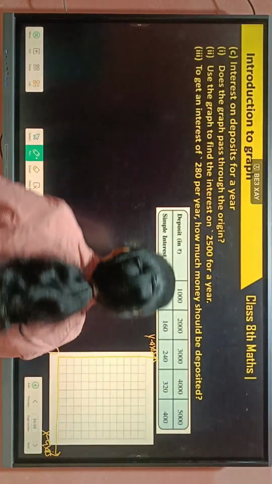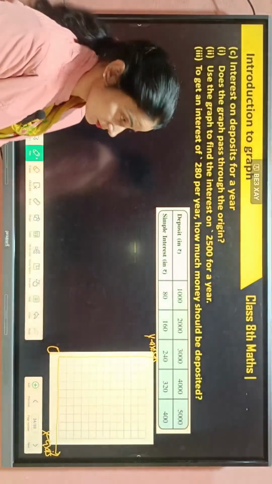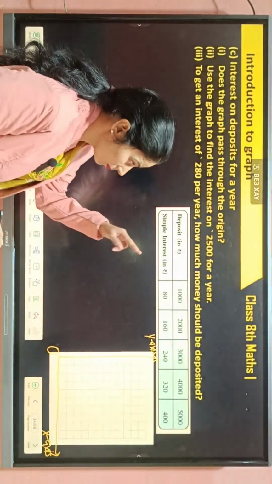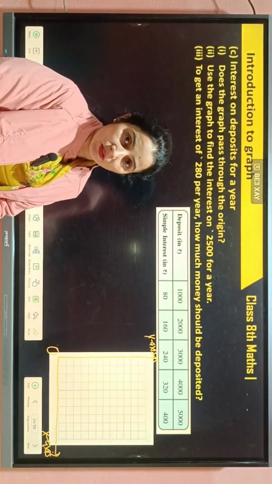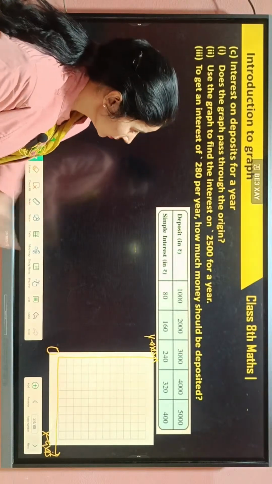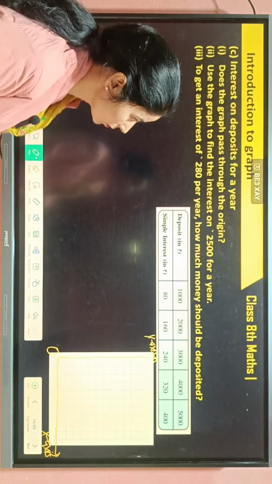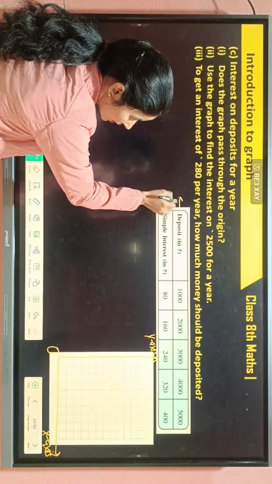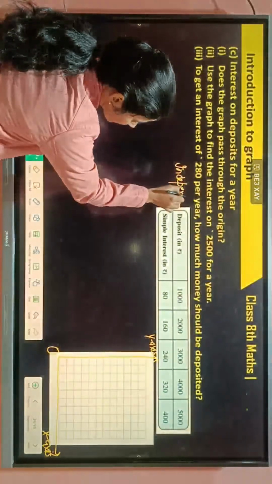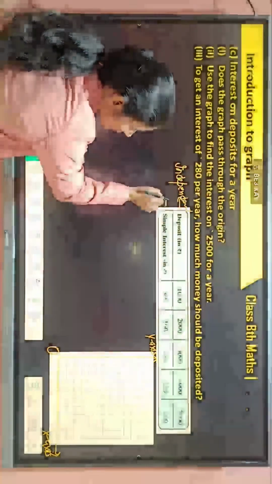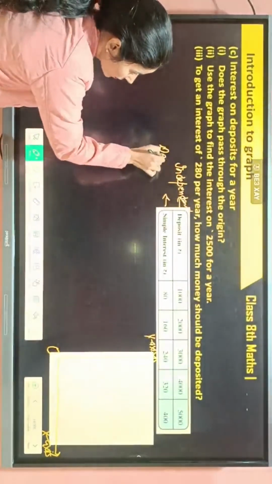Here it is deposit, your amount and interest. This interest will depend on amount. What amount you deposited, you will get interest according to that amount. So this interest is depending on your amount, this deposition. So this is independent, and this interest is dependent on this deposition, so it will be dependent.